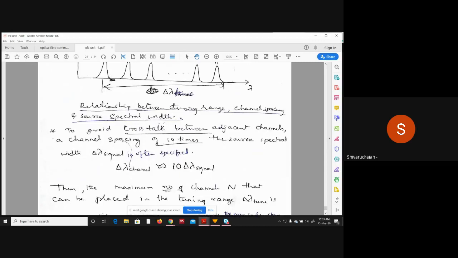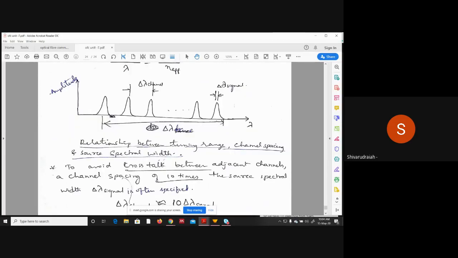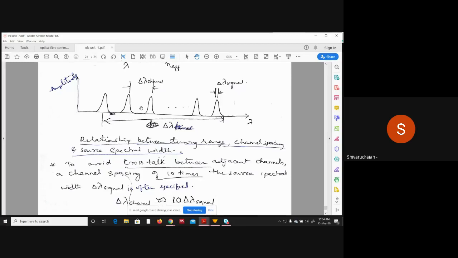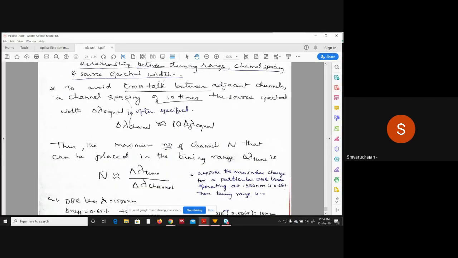In order to avoid the crosstalk or the interference between the adjacent channels, a channel spacing of 10 times the spectral width is maintained, and it is often specified with respect to a laser source, right? The channel spacing delta lambda channel should be 10 times that of the source spectral width, delta lambda signal. Delta lambda signal is the source spectral width, delta lambda channel is the spacing between multiple channels. So delta lambda channel should be 10 times that of delta lambda signal.